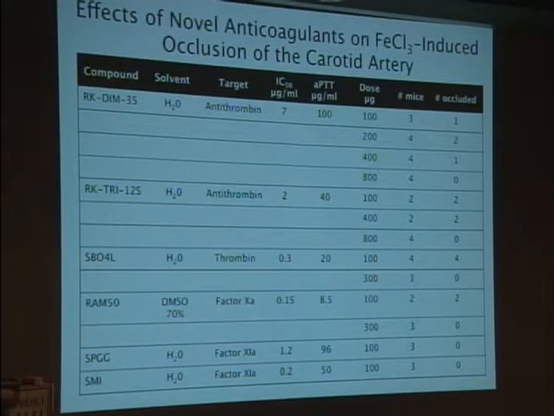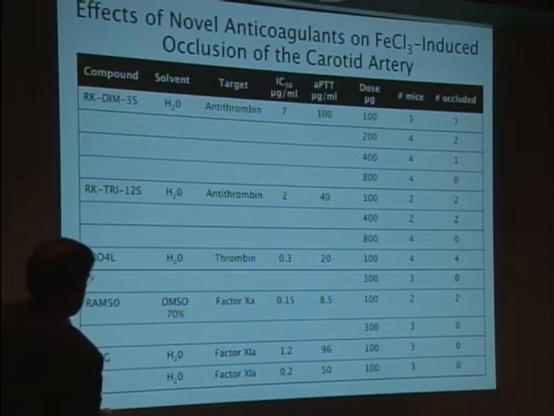So we have a number of compounds here, and the ones I'd like you to pay attention to primarily are SBO4L and SPGG and SMI. These are reagents that I believe were designed, correct me if I'm wrong, Umesh, to target the heparin binding sites on the catalytic domains of these relevant proteases. And then these are heparin mimetics that are going to be binding to the pentasaccharide binding site on antithrombin. And the idea here is to produce, as you saw, an allosteric effect on the proteases.